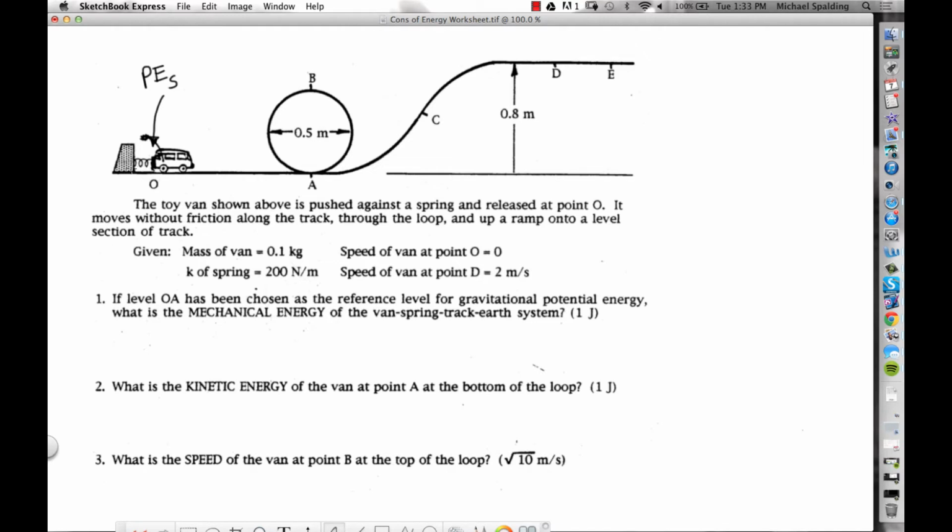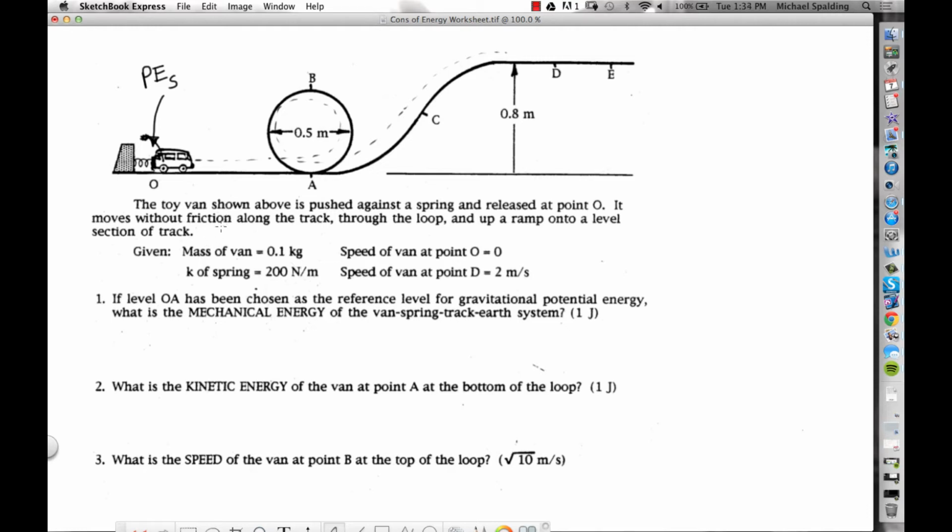Then the van shoots off the spring. The van goes like this. It goes up through the loop-de-loop, around like this. Well, hey, given the fact the mass of the van is 0.1 kilograms, it's a toy car. It's a toy van. Okay, it's like a Hot Wheels track.